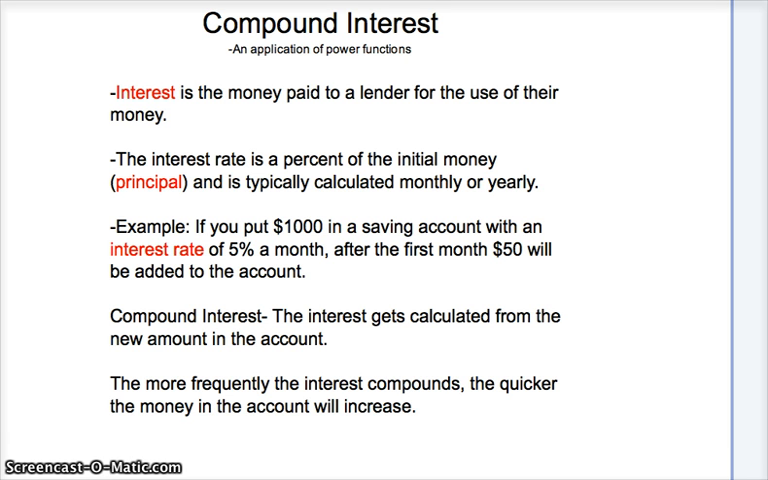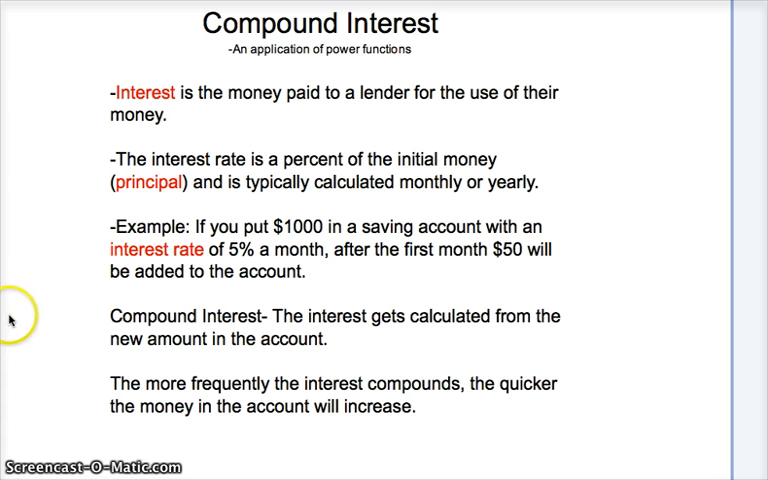In this chapter, we're talking about compound interest. And compound interest is when the interest gets calculated from the new amount in the account. So from our example, after that first month, the interest would be calculated from $1,050 in the account. So, the more frequently the interest compounds, the quicker the money in the account will increase. Let's look at how we calculate compound interest.